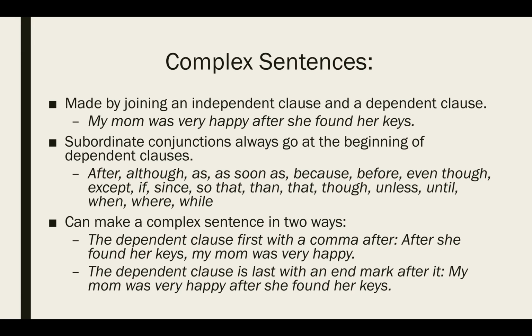We can make a complex sentence in two ways. We can have the dependent clause first and a comma after it. So, after she found her keys, comma, my mom was very happy. Or the dependent clause can go last and the end mark is after it. In this case, you do not need a comma in the middle of the sentence. My mom was very happy after she found her keys. You see, in both cases, the subordinate conjunction after is used at the beginning of the dependent clause.